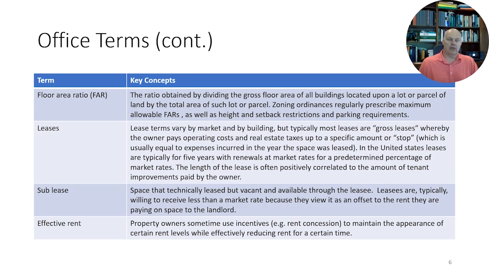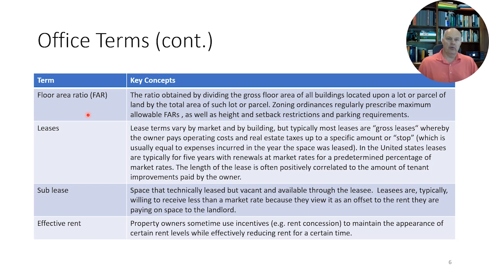Continue on with our office terms. When you're developing office, you want to be aware of what the FAR is, or the floor area ratio. This ratio is obtained by dividing the gross floor area of all buildings located upon a lot or a parcel of land by the total area of such lot or parcel.